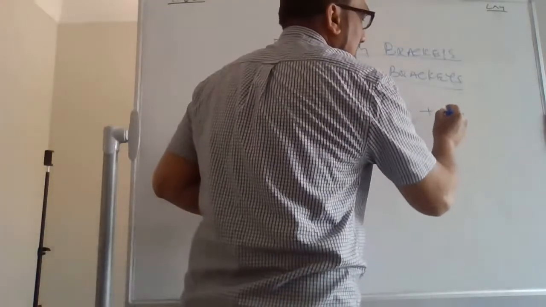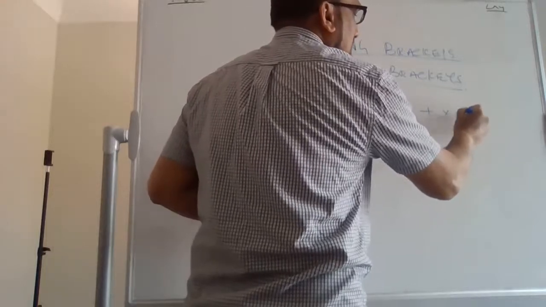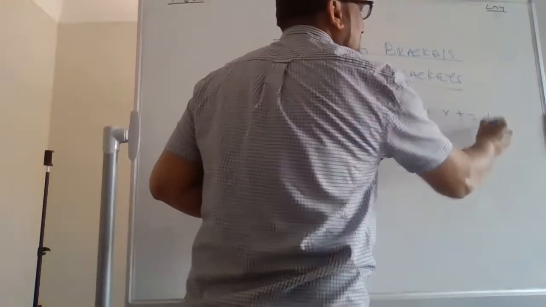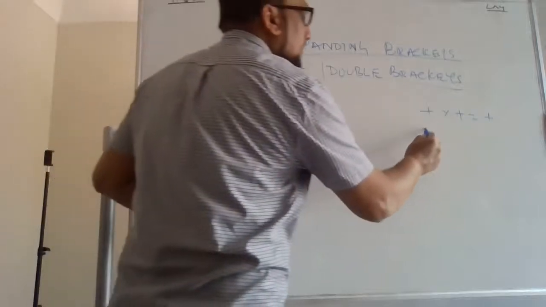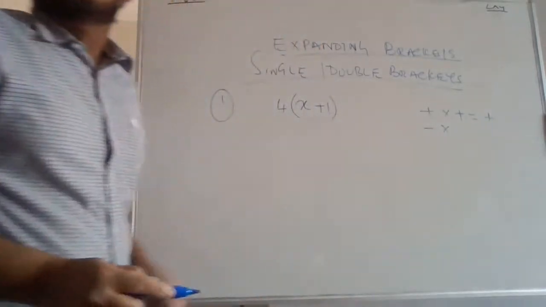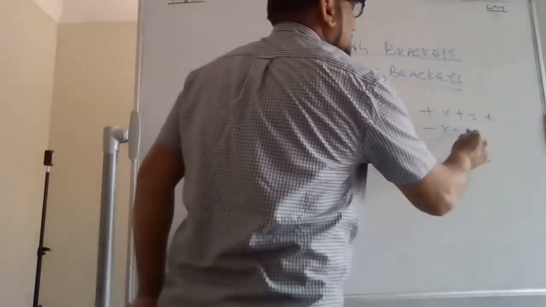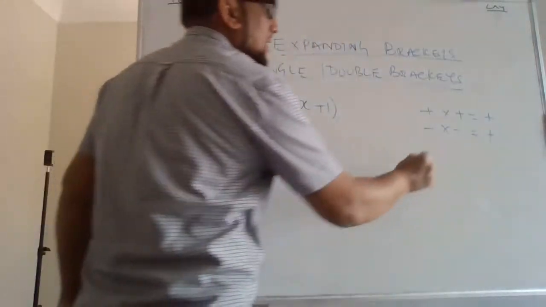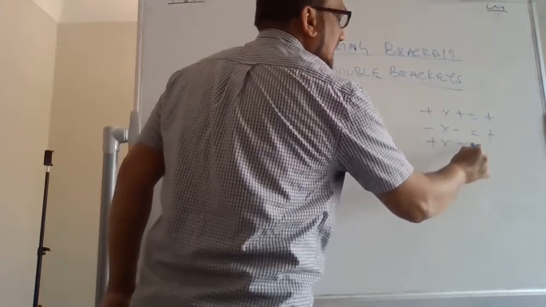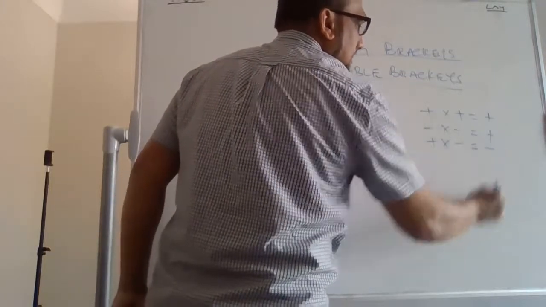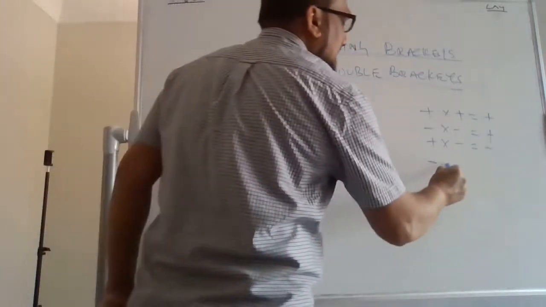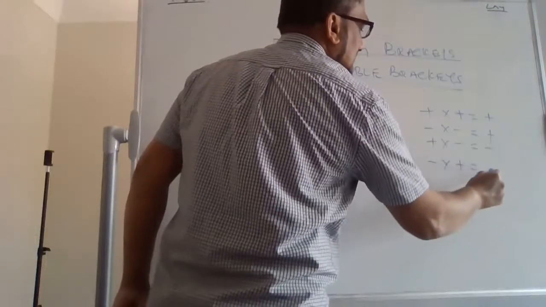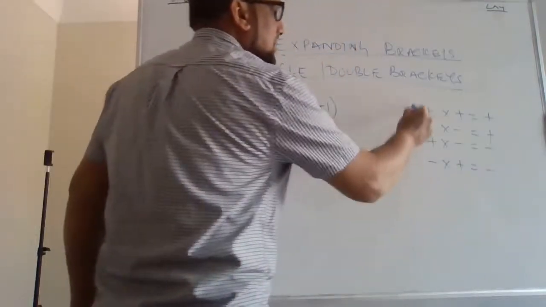The signs like times: positive times positive is positive, and minus times minus is positive, plus times minus, and minus times plus, is minus. So these are the rules.